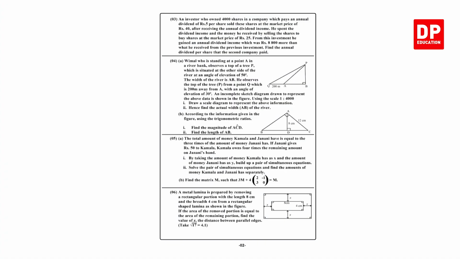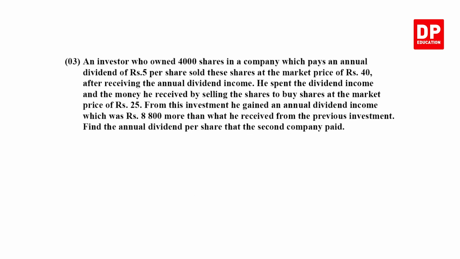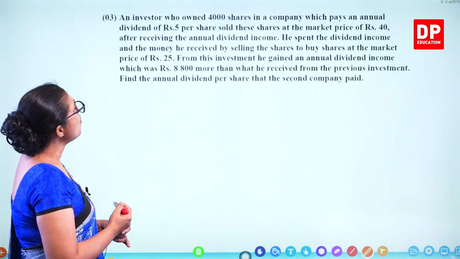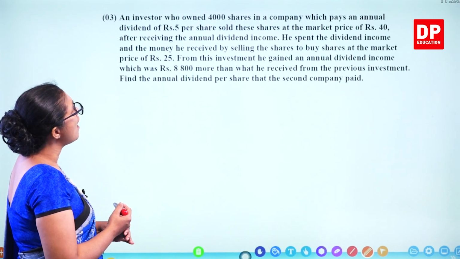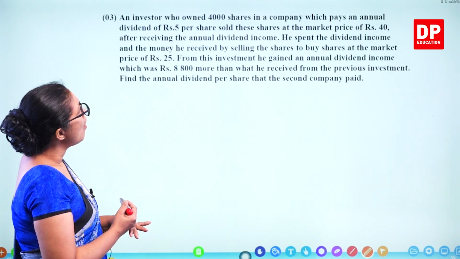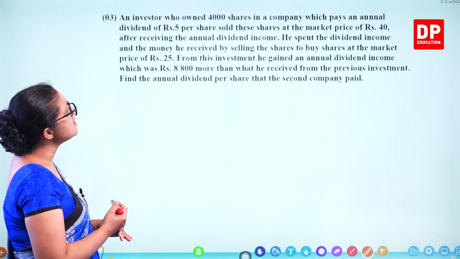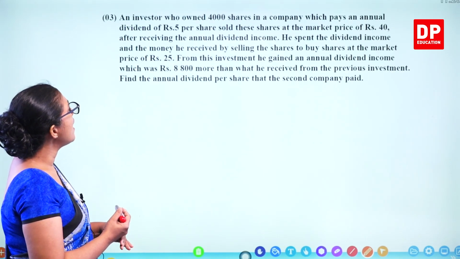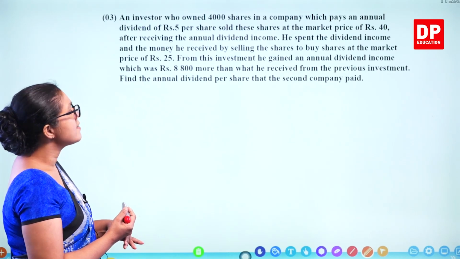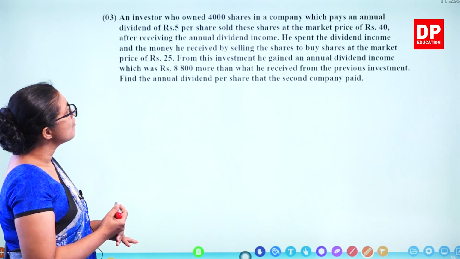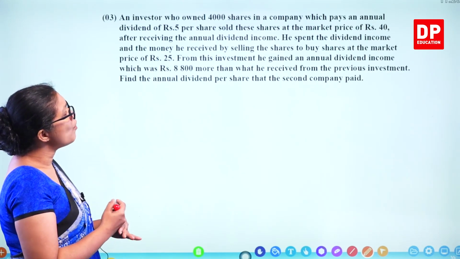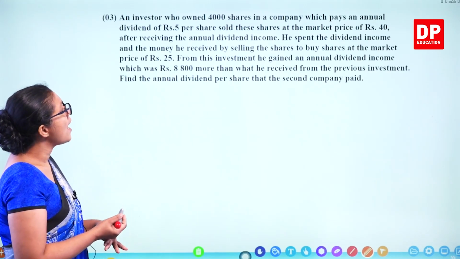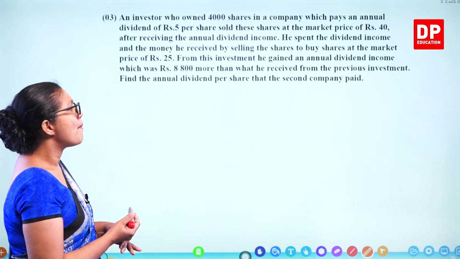Now you can try question number 3, 4, 5, 6. That's part A questions. We'll do step by step. Question number 3. An investor who owns 4,000 shares in a company which pays an annual dividend of 5 rupees per share sold these shares at the market price of 40 rupees after receiving the annual dividend income. He spent the dividend income and the money he received by selling the shares to buy shares at the market price of 25 rupees. From this investment, he gained an annual dividend income which was 8,800 more than what he received from the previous investment. Find the annual dividend per share that the second company paid.